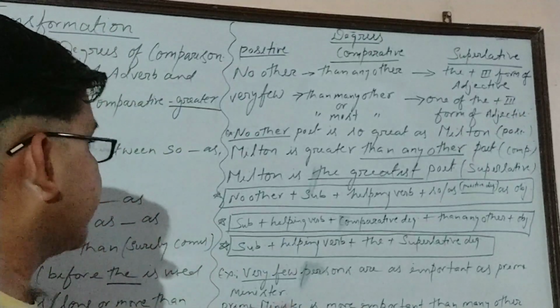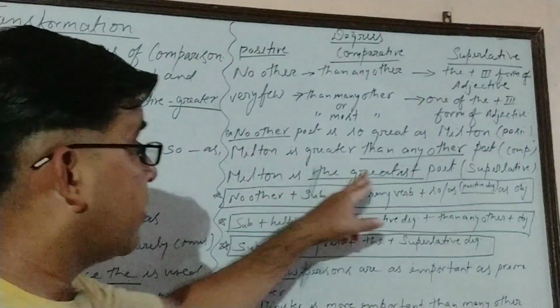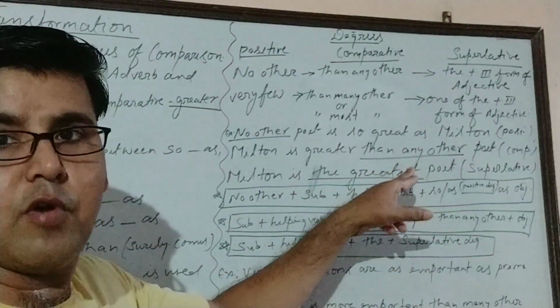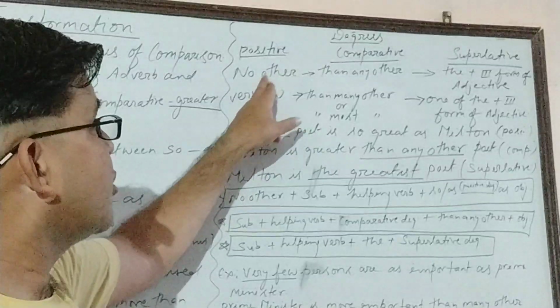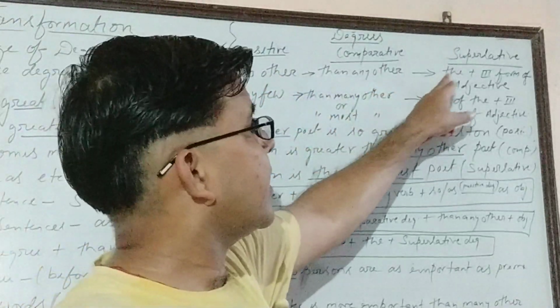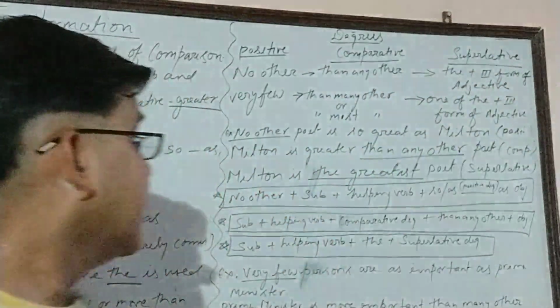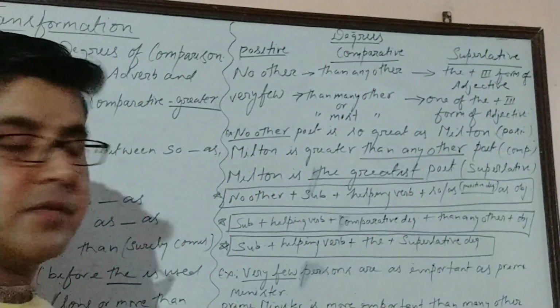Now in superlative, Milton is the greatest poet. The plus third form. As I told you, जब sentence No other से start होगा, तो superlative में क्या आएगा? The plus third form of adjective. Now we can see the structure.